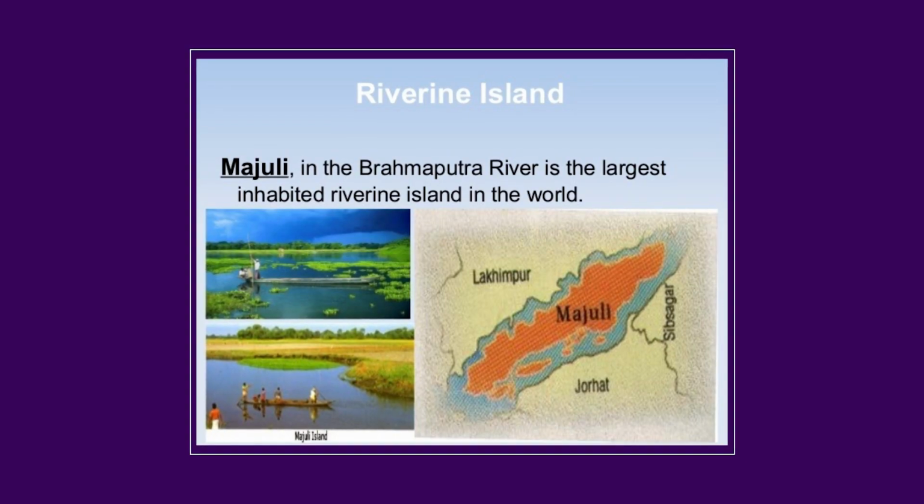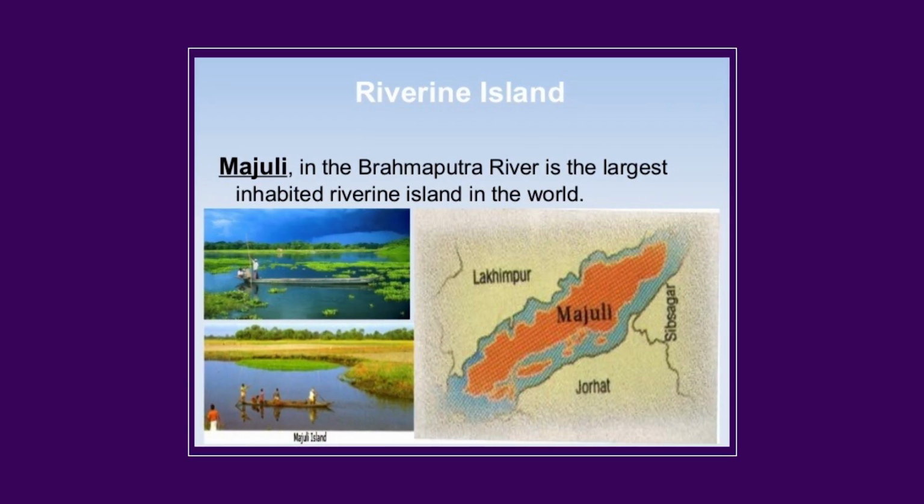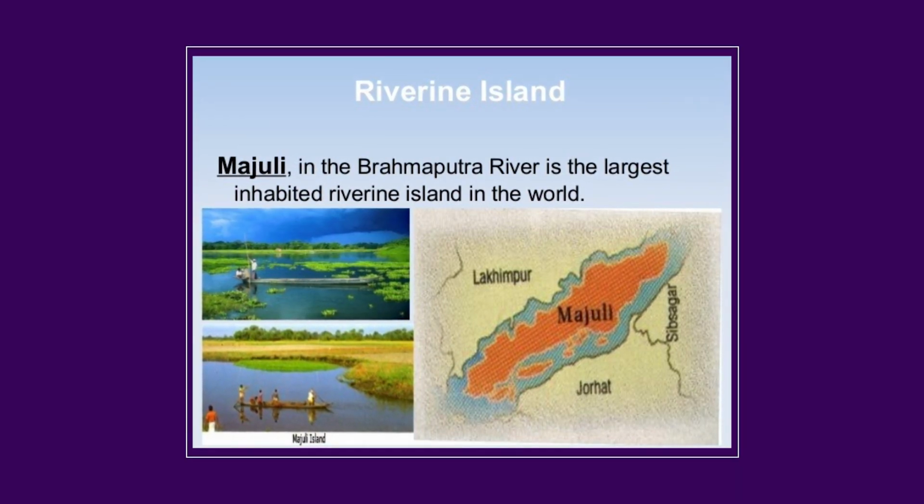Next important landform feature is the formation of beautiful riverine islands in Assam. The rivers from northern mountains carry eroded soil and debris.